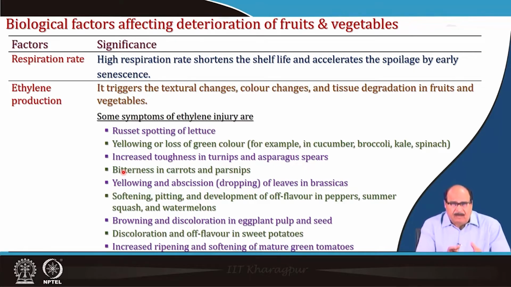other associated symptoms, the complete list is given here in the slide: yellowing, softening, pitting, and development of off flavors in peppers, summer squash and watermelons, browning and discoloration of eggplant pulp and seed, discoloration and off flavor in sweet potatoes, increased ripening and softening of mature green vegetables. So, this list is very long. These are some of the important major symptoms of ethylene related injuries in fruits and vegetables.